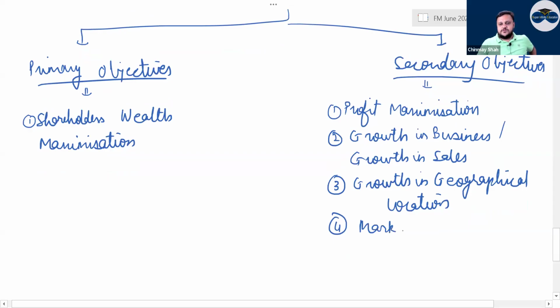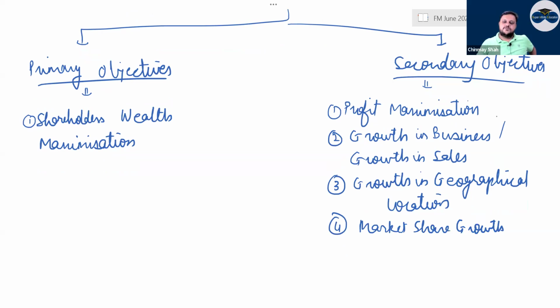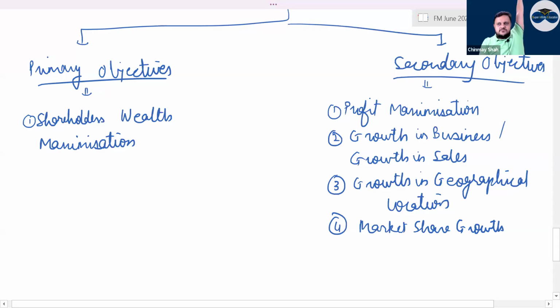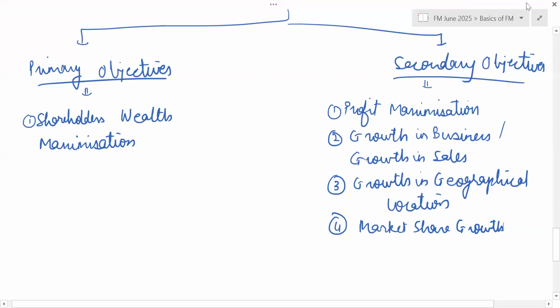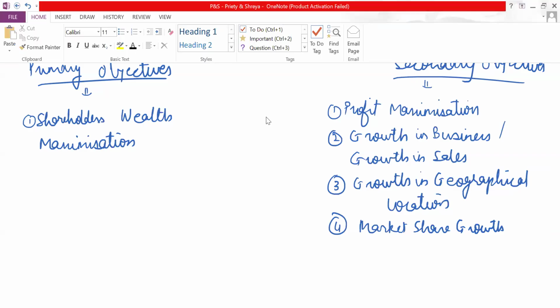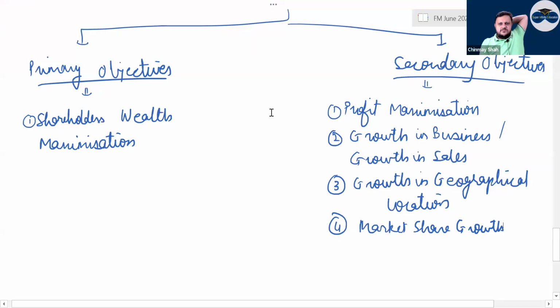Market share growth. What is market share growth? Can anyone tell me? Why is this an objective? Think about it. What do you say, Ishan? What does market share mean? Sir, it means how much hold we have in the market in comparison to our competitors. Correct. You are almost there.